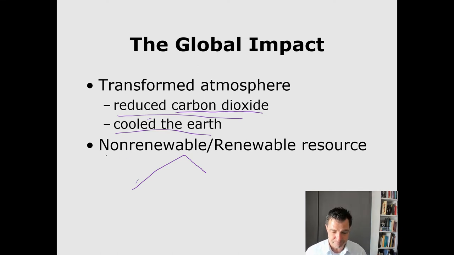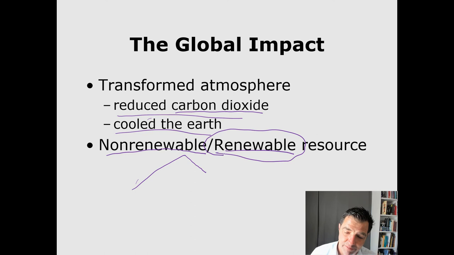Plants can be a non-renewable resource or a renewable resource. It depends on how you use them. At the rate we're using plants, plants themselves are a renewable resource because you can regrow them if you use them at a reasonable rate. But if you're cutting down plants at a faster rate than they can grow, which we're doing in old growth forests and places like that, then they become a non-renewable resource.